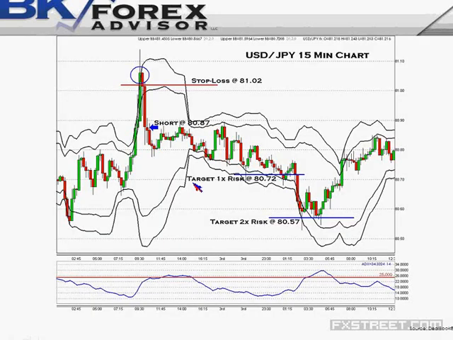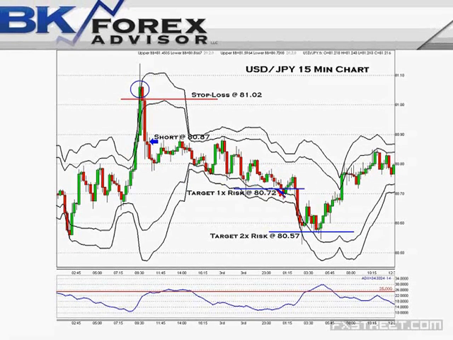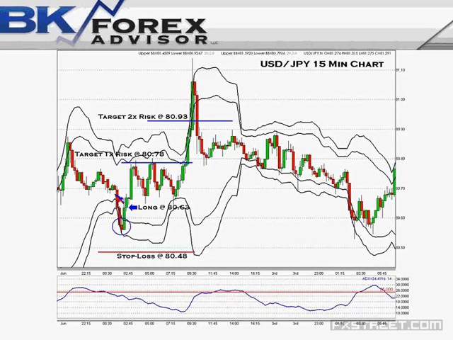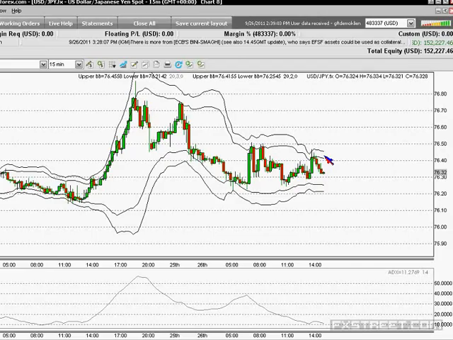So let's look at some examples here. We went short here, 80.87. If we went for 1 times risk, we would have closed our position here, and if we went to 2 times risk, we would have closed our position here. This is another example on the long side. You want to wait for the currency pair to sell off. You want to wait for it to close at or below the third standard deviation Bollinger Band. Then you want it to roll over, close outside the second standard deviation Bollinger Band, go long, targeting either 1 times risk or 2 times risk. And let me just show you a live chart on this.